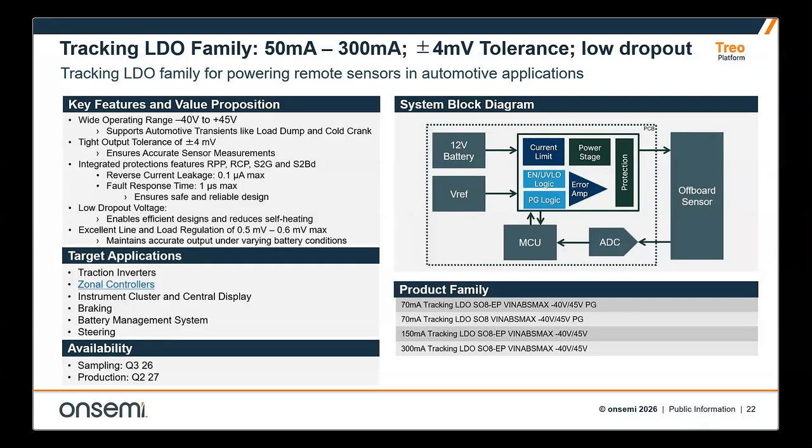Low dropout keeps them efficient and reduces self-heating. You will find them across traction inverters, zonal controllers, instrument clusters, central displays, braking, steering, and battery management systems. The lineup ranges from 70 to 300 milliamps in a standard SO8 or SO8 with exposed pad, depending on the power. We are starting sampling in Q3 of this year, with production expected in Q2 of next year.